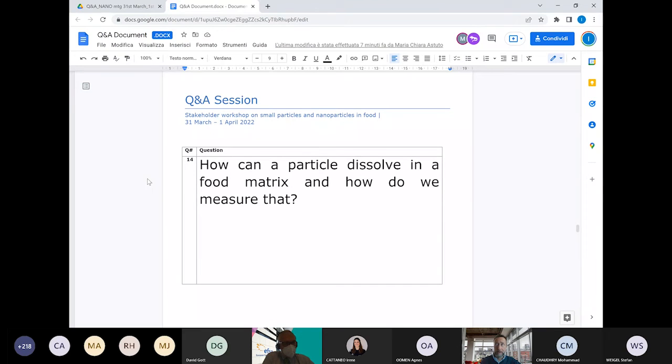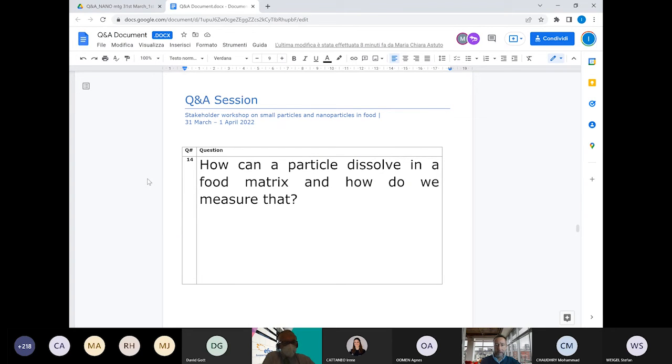For food matrices which are semi-solid or solid, this might be more difficult to achieve, but in principle, changes and modifications of the physicochemical properties, including the size, may take place also in this type of matrix.